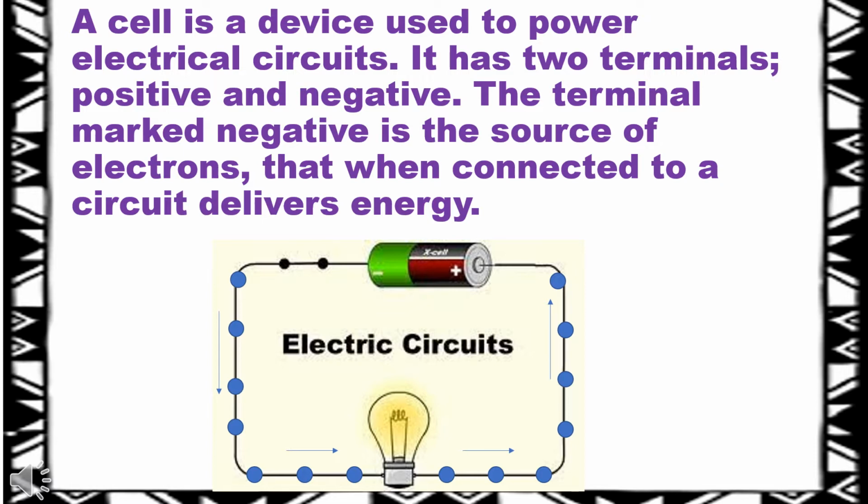And the electrical appliance, or in this diagram, as you can see, we have used a bulb, will light up. The direction of flow of current is opposite to the direction of flow of electrons. Over here, electrons are shown moving from the negative terminal of the battery towards the positive terminal of the battery.